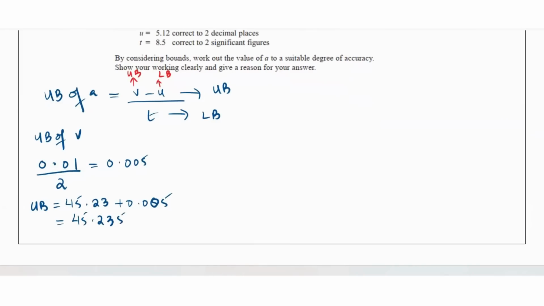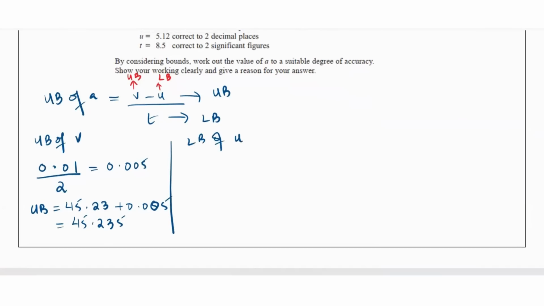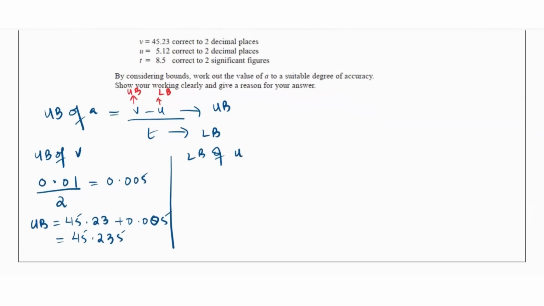45.235. Now for the lower bound of U, the degree of accuracy is again 2 decimal places. So 0.01 divided by 2 is 0.005. For the lower bound, we will subtract 0.005 from 5.12, which is going to give us 5.115.